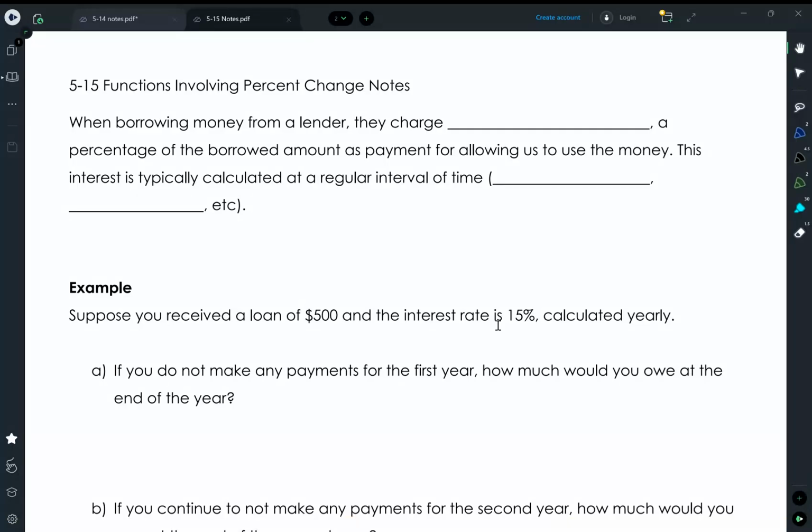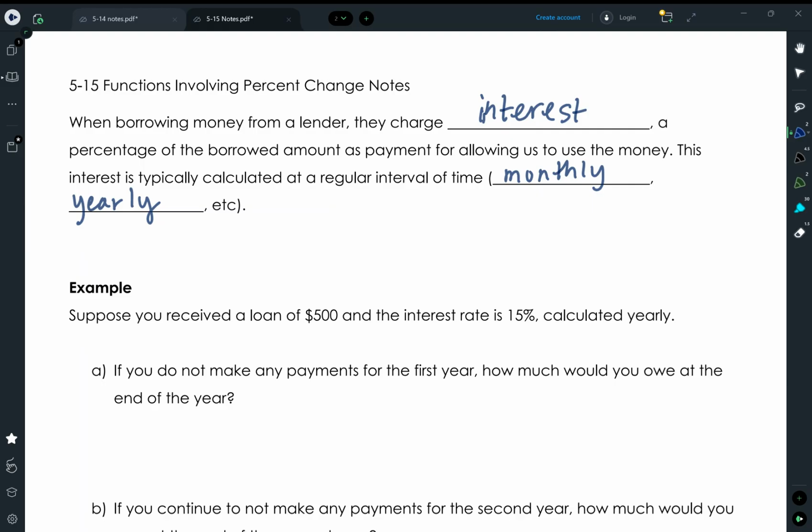So when borrowing money from a lender, they charge interest. And I'm sure many of you have heard that word before. It's a percentage of the borrowed money as payment for allowing us to use the money. This interest is typically calculated at a regular interval of time. So it could be monthly, it could be yearly, it could be quarterly. Quarterly would be every 3 months or 4 times a year. So there's different ways that they can calculate that.